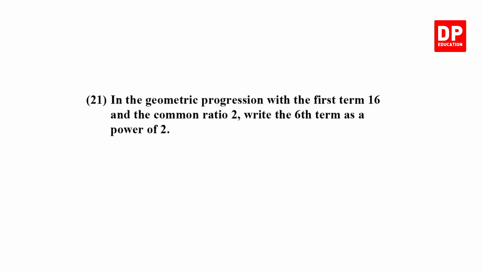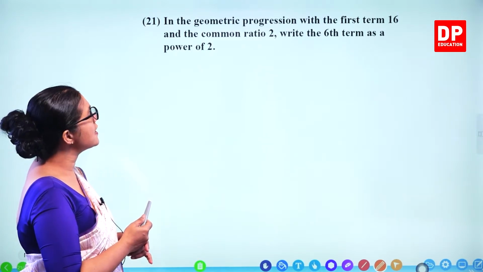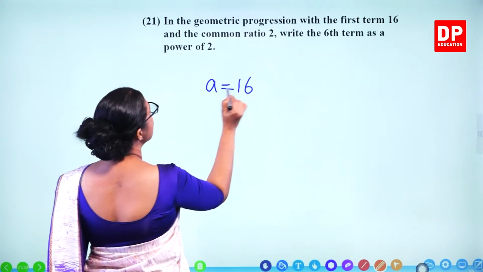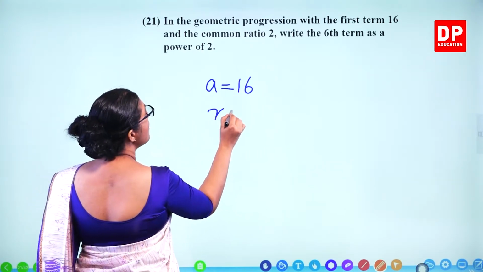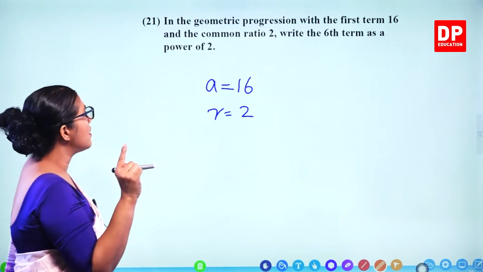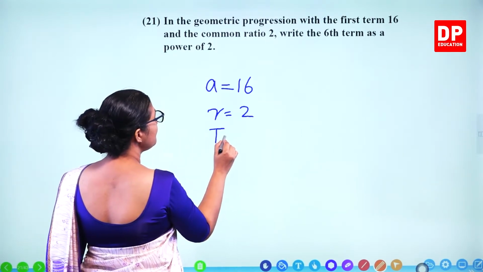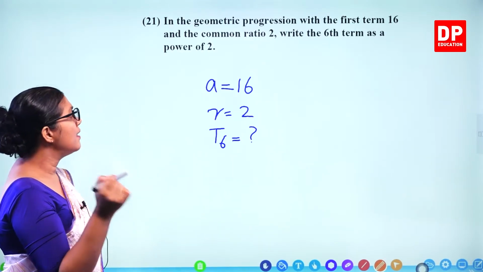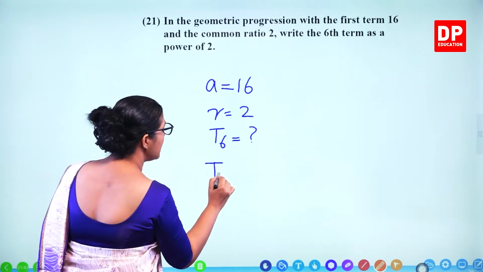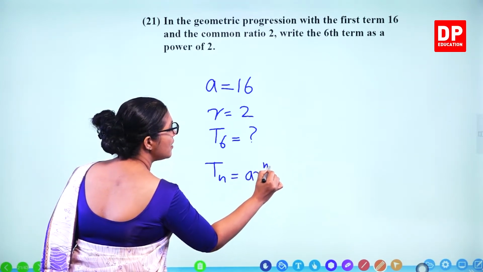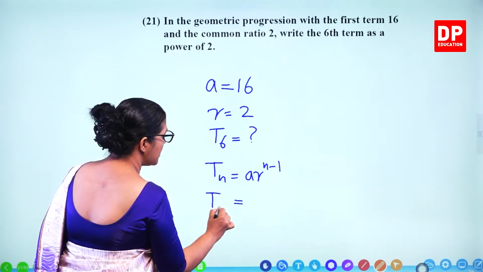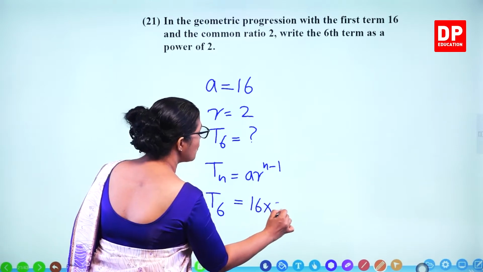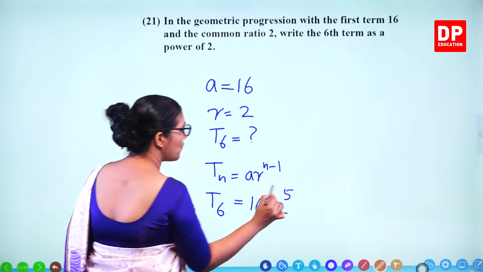Question number 21. In the geometric progression with the first term 16, and the common ratio R equals 2, write the sixth term as a power of 2. T6 we need to find. This is geometric. So what's the nth term formula? Tn equals A R to the power n minus 1. Now we need T6, that means n is 6. A is 16, R is 2, 6 minus 1, that's 5.